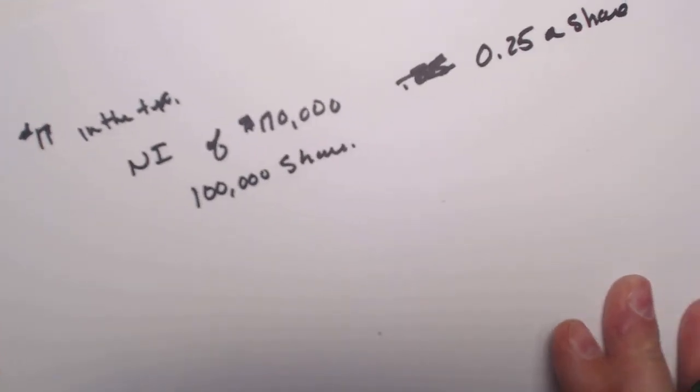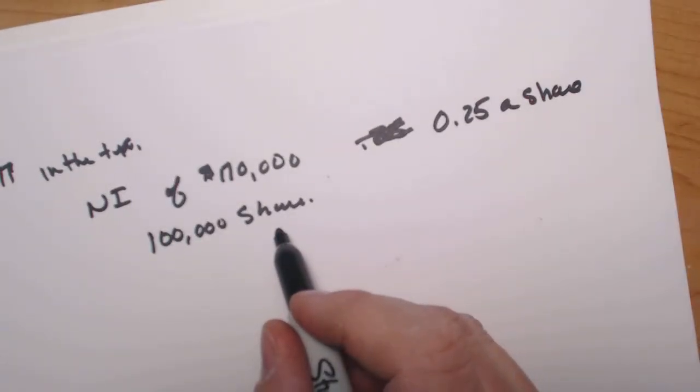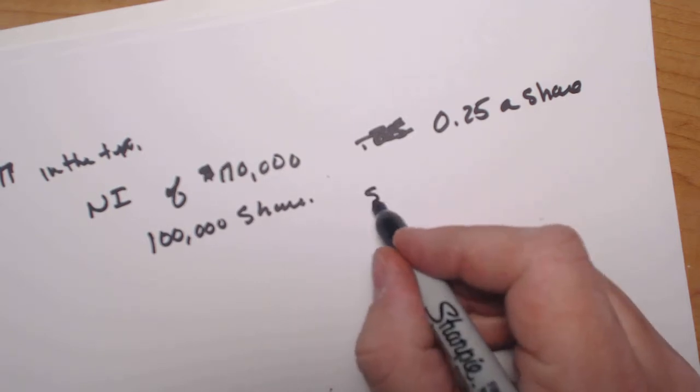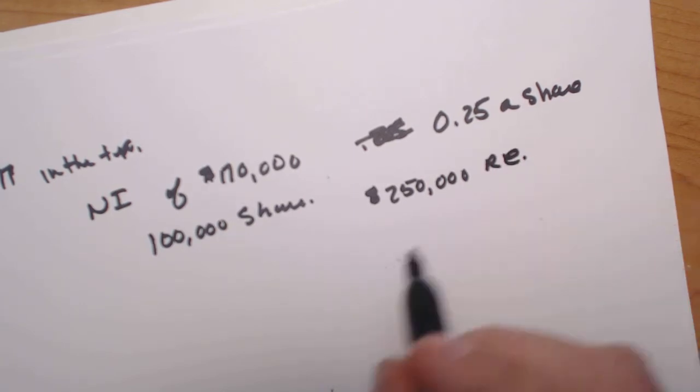All right, let's just do that. 25 cents a share, or essentially a quarter for every share that they had on its 100,000 shares. So Mintz paid 25 cents a share dividend on 100,000 shares. At the end of the year, the balance sheet showed retained earnings of $250,000.